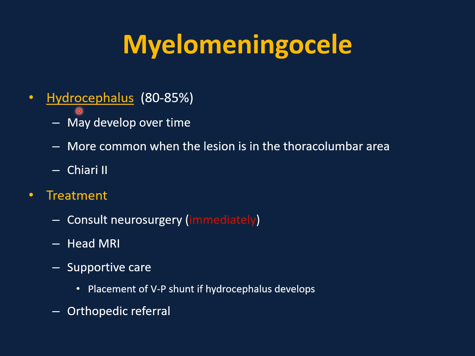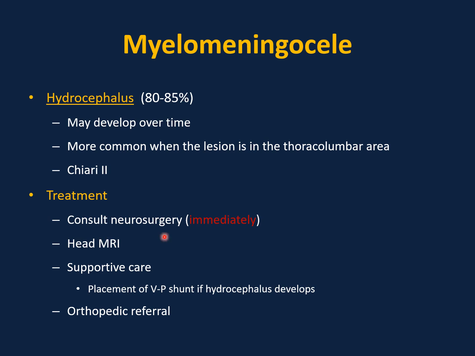Myelomeningocele association also with hydrocephalus is about 80 to 85%. You have to keep that in mind. This may develop over time, more common when the lesion is in the thoracolumbar area. Again, the higher the worse. And Chiari II malformation also can be associated with myelomeningocele.